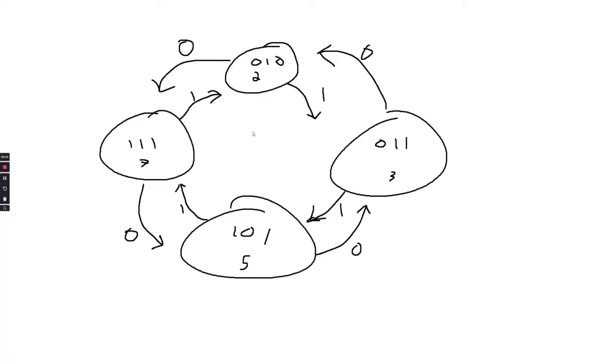As you can see here, every time our input is on, we're incrementing by 1, it'll start from 2, 3, 5, and 7 and go around in a loop. But if our input's off, it will go ahead and go down or backwards from 7 to 5, 3 to 2, 7, 5, 3, 2.